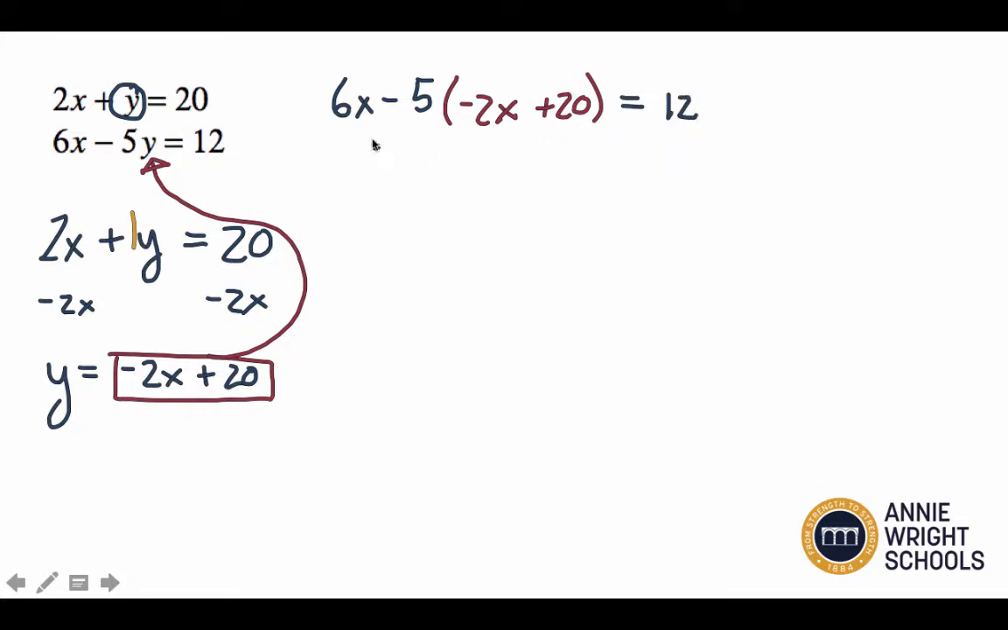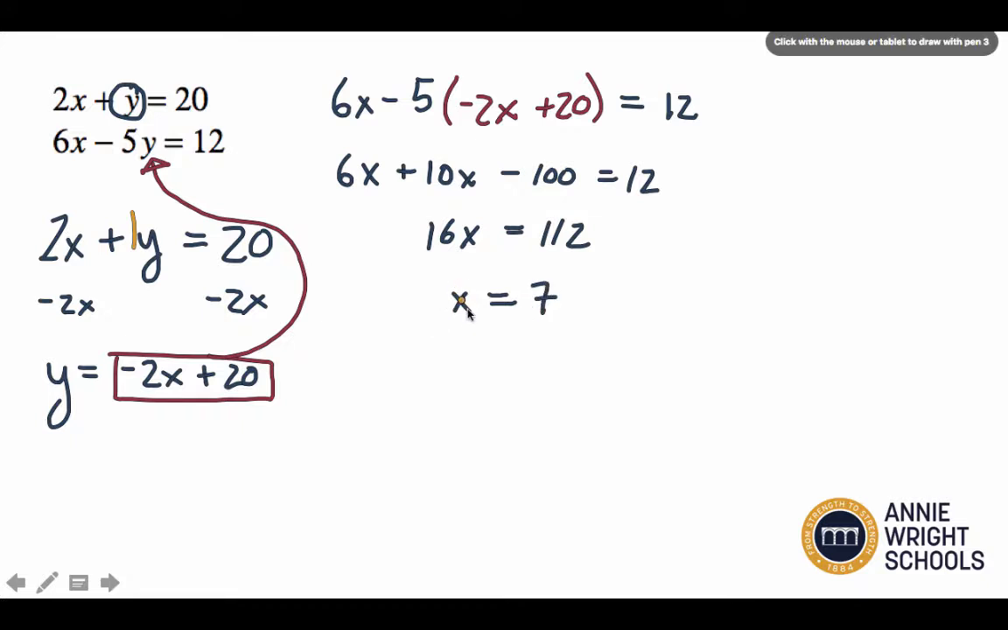Now I have one equation with one variable, and all I need to do is distribute the negative 5, collect like terms, and see what happens. So I get 16x equals 112, and then when I take 112 and divide by 16, what do we get? Hopefully you have a calculator and are doing this too. You get x equals 7.